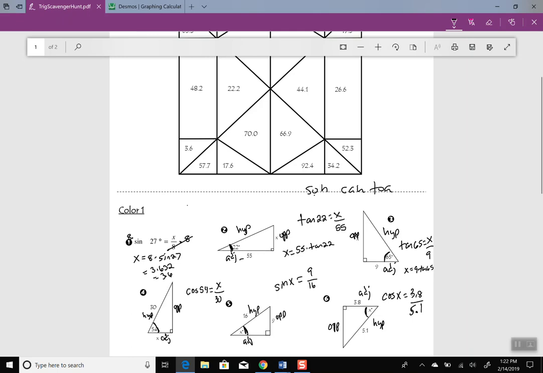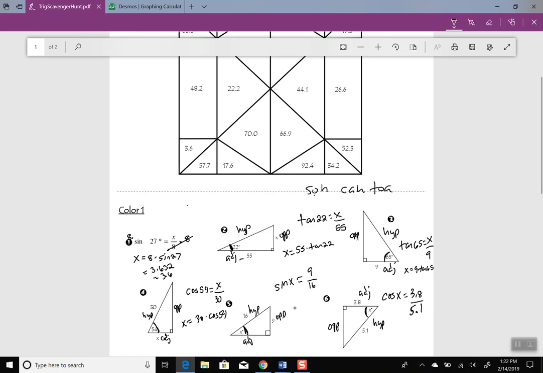Tangent of 65. This one, x is going to equal 30 times the cosine of 54. And whenever you're solving for an angle, that's a different way we have to solve. In these ones, you were trying to solve for the side on top. In number 5 and number 6, you're trying to solve for the angle.